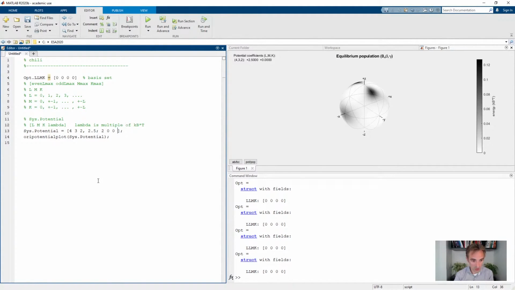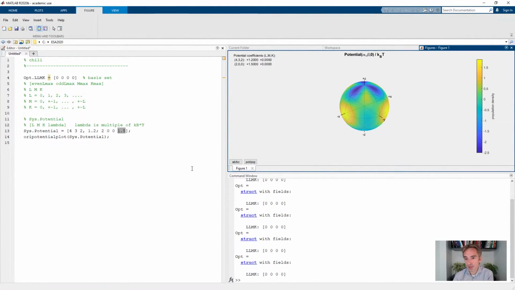So we can add a 2, 0, 0 function with 1.5, and maybe this one we also make 1.2. So now we would have the 4, 3, 2 function with an energy of 1.2 kT and a 2, 0, 0 function with an energy of 1.5 kT. And let's look at this. Now you can see a combination of the two. And this can get arbitrarily complex.